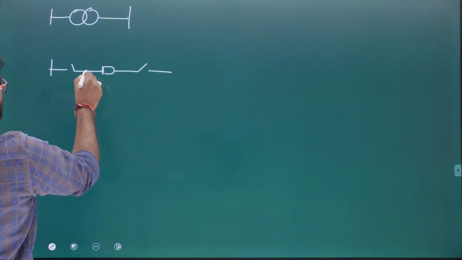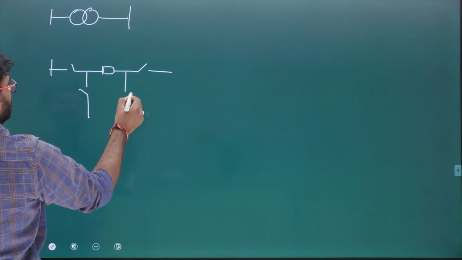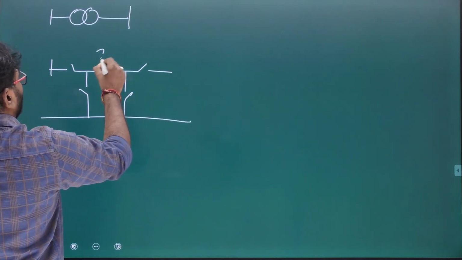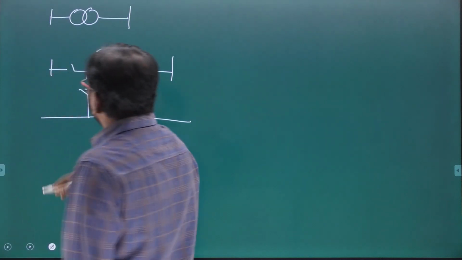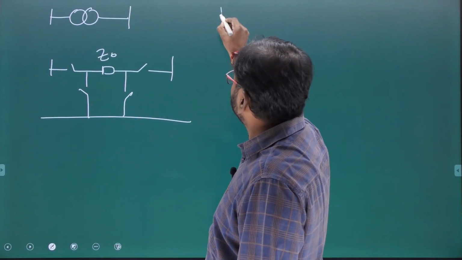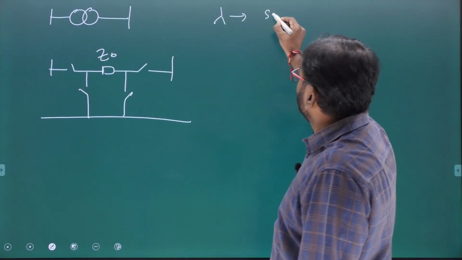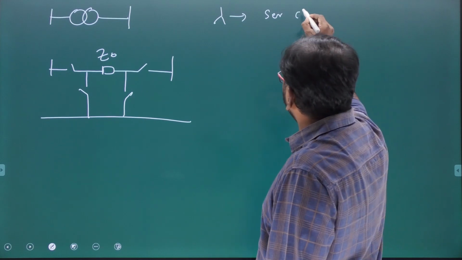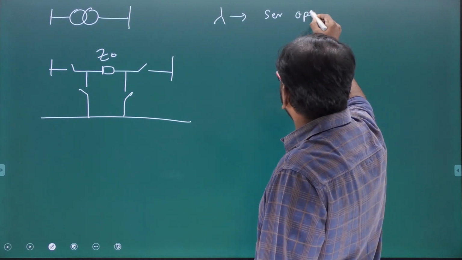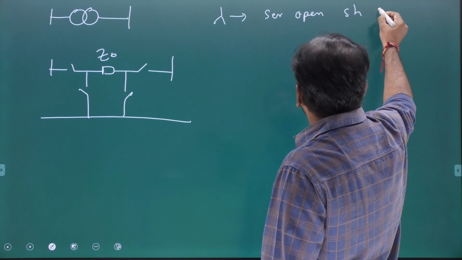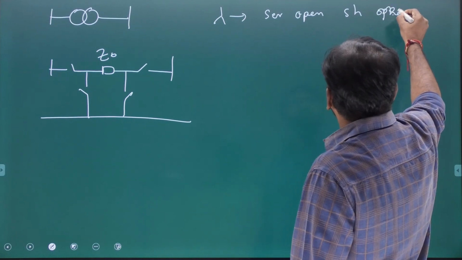These are series switches and what? Shunt switches. This is what? Z0. Careful. Now this series switch, if it is a star side, series switch is what? Open. Shunt switch also open. SH means shunt switch.